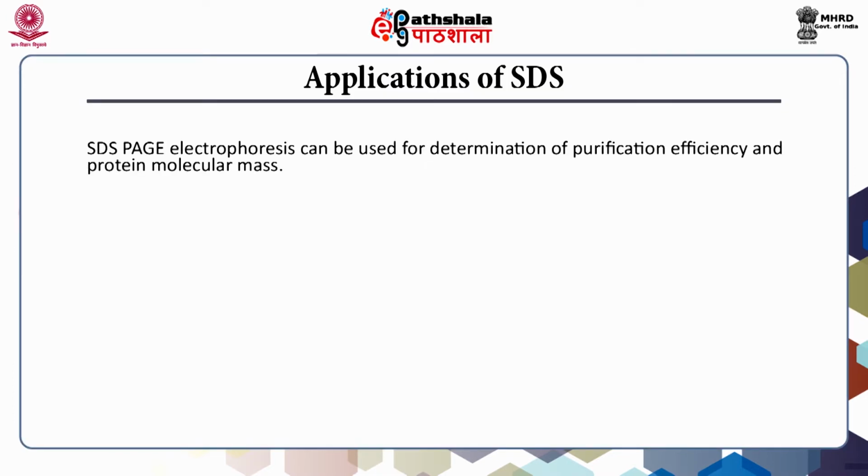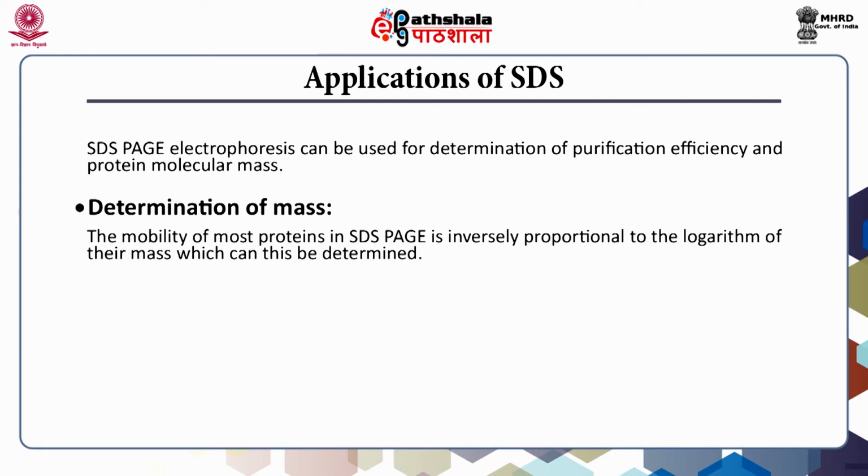SDS-PAGE electrophoresis can be used for the determination of purification efficiency and protein molecular mass. What are the applications? The main application is the determination of mass. The mobility of most proteins in SDS-PAGE is inversely proportional to the logarithm of their mass, which can thus be determined. What about the efficacy of purification?